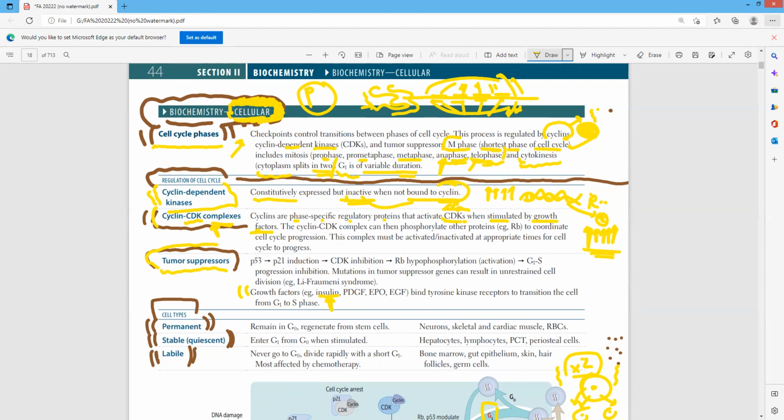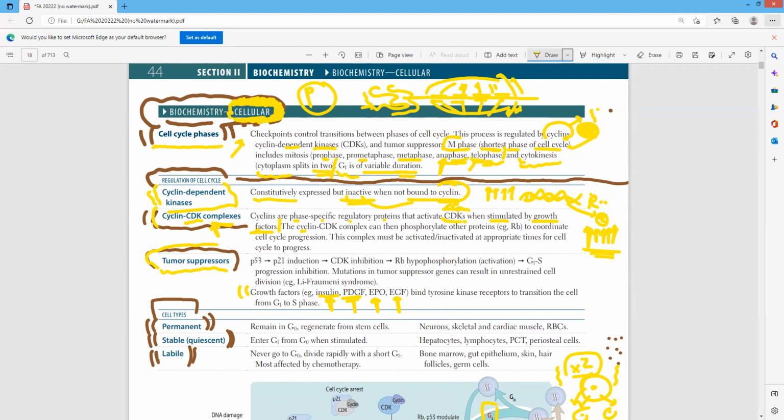Insulin, and we have platelet-derived growth factor. We will see that in pathology. Here with erythropoietin, we will see that in hematology. And here we have epidermal growth factor. All of these are growth factors. So cyclin activates cyclin-dependent kinases when stimulated by growth factor.